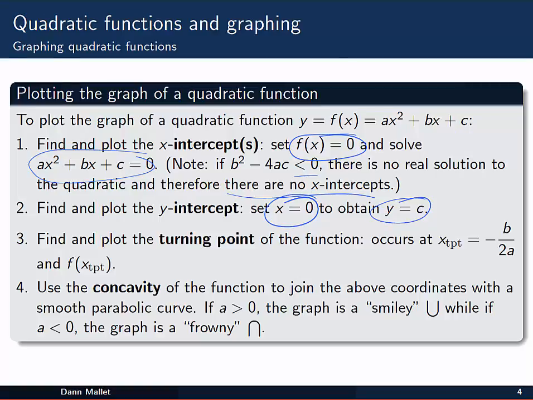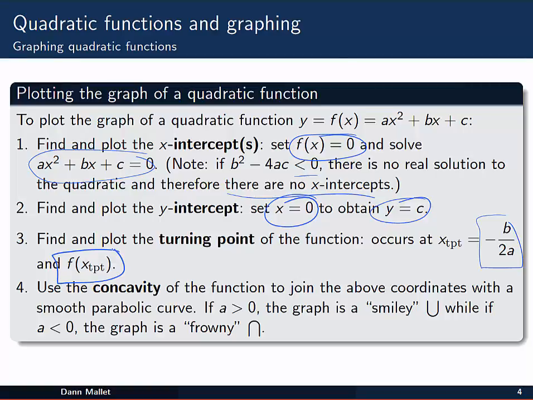Third, we find and plot the turning point of the function, remembering that the quadratic is a U-shaped kind of curve. It has a turning point at some stage. This always occurs at an x value of minus b on 2a. The corresponding function value is found by simply substituting this value for x back into the function, or as we write here, f of x turning point.